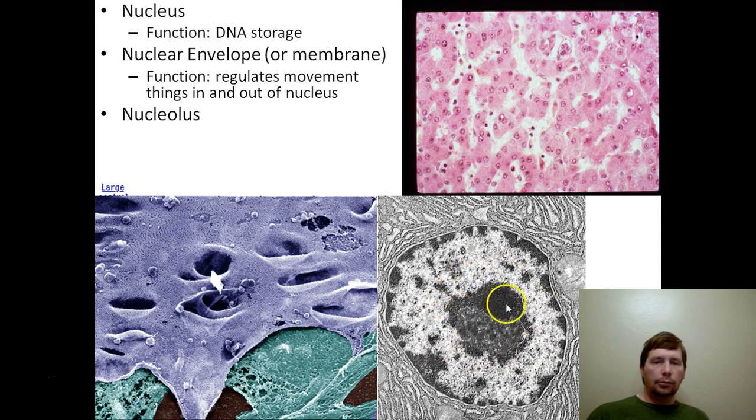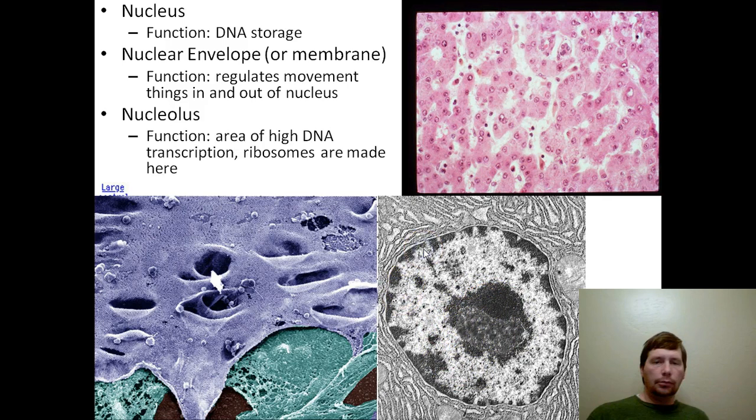Now, the nucleolus is a place where lots of DNA is being used. These white areas out here, not very much DNA is being used there. But this dark spot right here, they're using DNA like crazy right there. And so the nucleolus is a place where DNA is being used. We call that transcription. And then the other thing about the nucleolus is this is a spot where ribosomes are made. And we'll talk about ribosomes in a second.